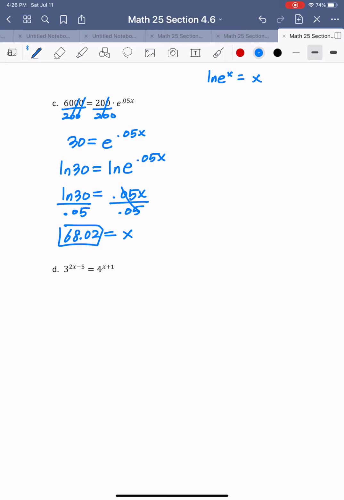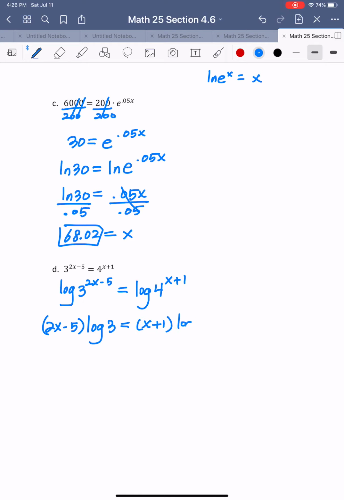Okay, this one, well, this time there's no other choice, okay? So I need to put the log or ln on both sides. Let's put the log this time. So log of 3 to the 2x minus 5, and log of 4 to the x plus 1. Now, your exponent is 2x minus 5. You can pull it out, and then you can pull out the x plus 1 times log of 4. This time we need to open up the grouping by multiplication. So I got 2x log of 3 minus 5 log of 3 equals x times log of 4 plus 1 times log of 4.